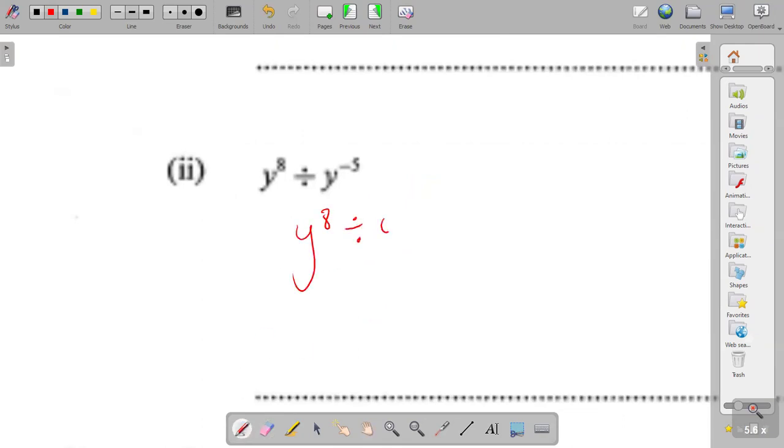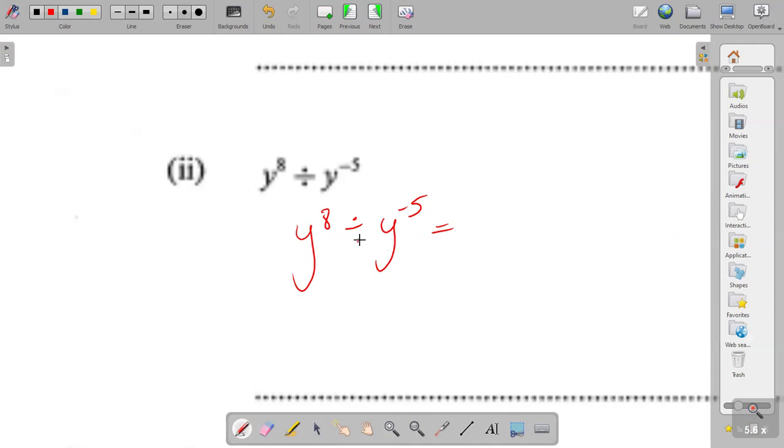Y to the 8 divided by y to the negative 5. I want the answer. 6 is not the answer. There's no x here. You almost got it, but you used the wrong letter. I like the energy though. Everybody see how she got y13?